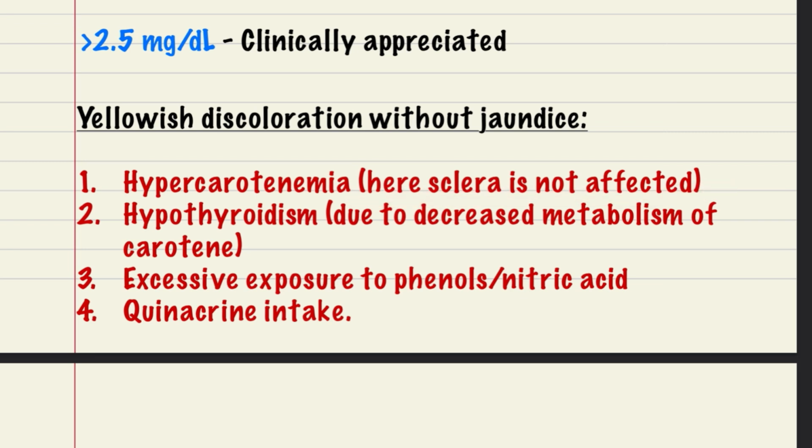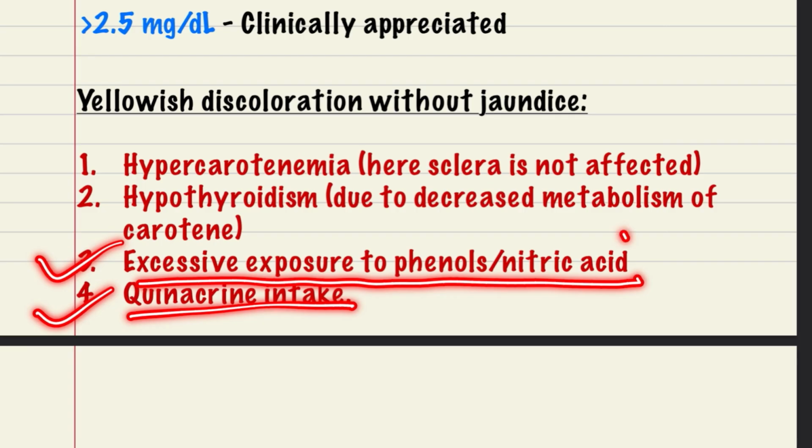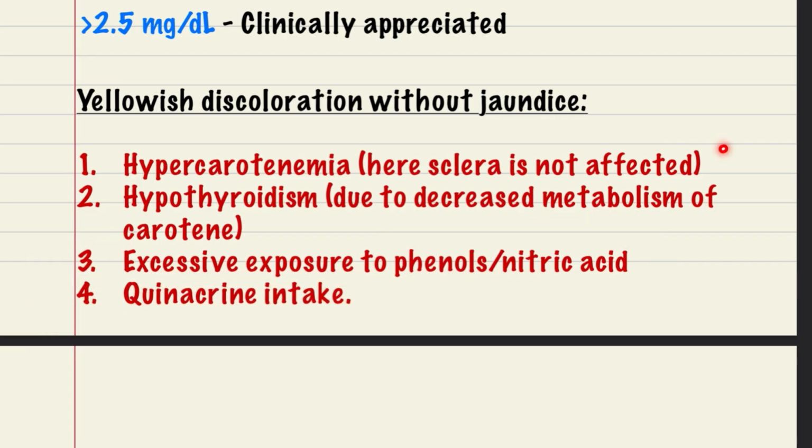Now the second cause is hypothyroidism, again because there is decreased metabolism of the carotenes, that is why it causes yellowish discoloration. Then we have some drugs like quinacrine intake, and excessive exposure to nitric acid or phenols. These are also the conditions which cause yellowish discoloration but without the jaundice. These are very important questions for your viva, since these are the exceptions.